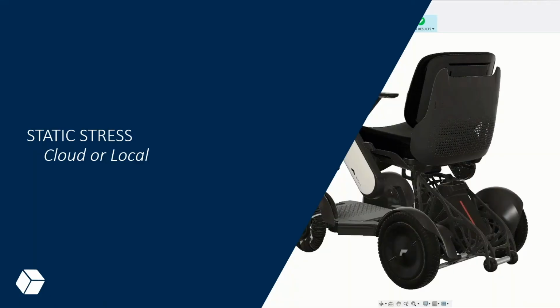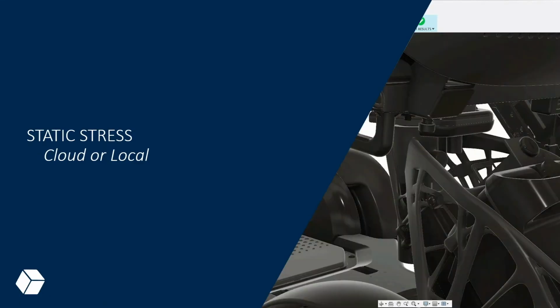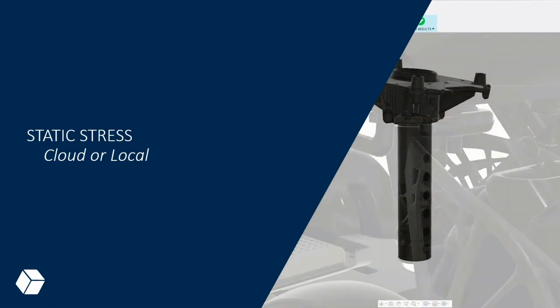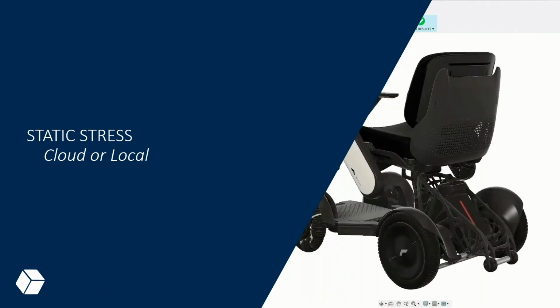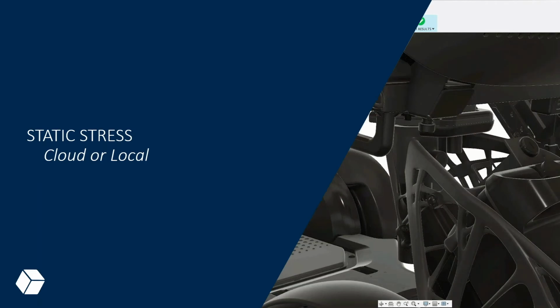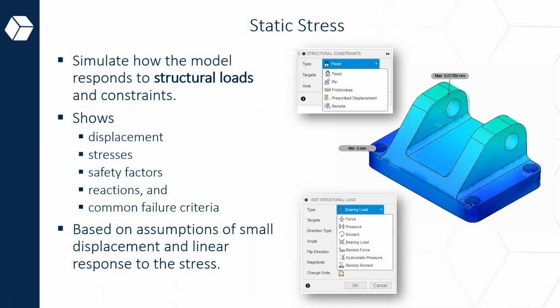Let's move on to static stresses. What is a static stress, ladies and gentlemen? A static stress is a single load, not necessarily a single point load, that is not dynamic; it's not moving anywhere. Fusion 360 allows you to simulate how a part would behave under static stress conditions, where it simulates how the model responds to structural loads and constraints.